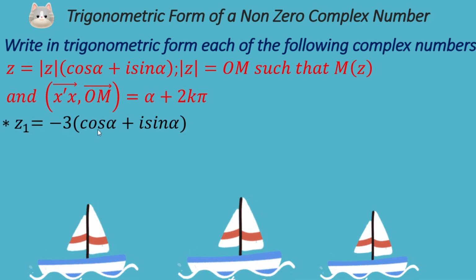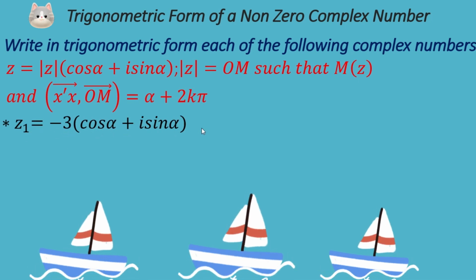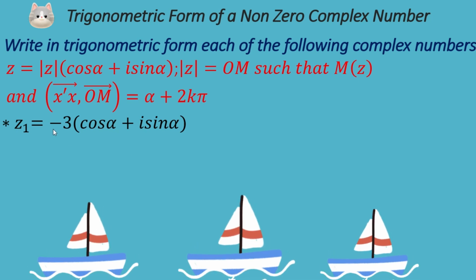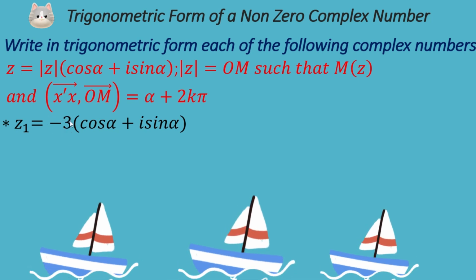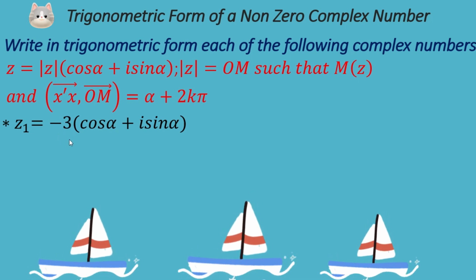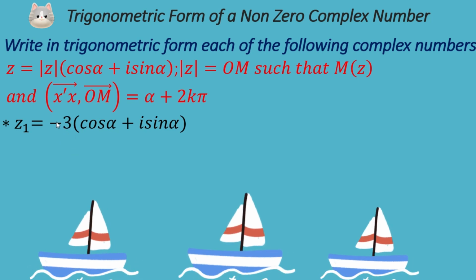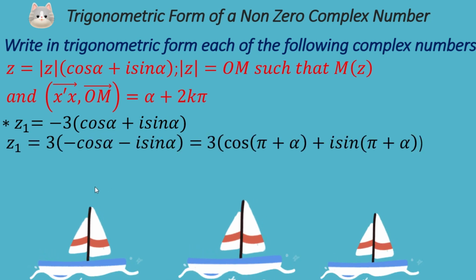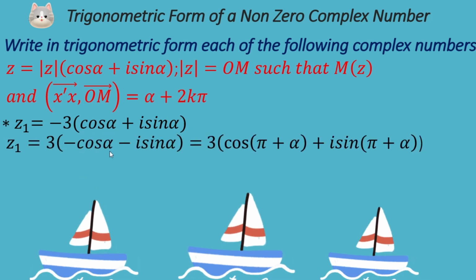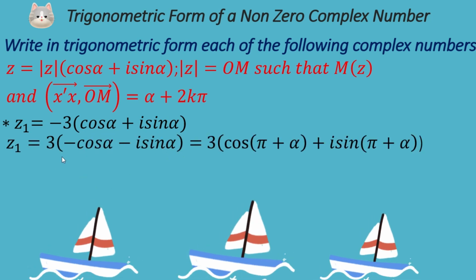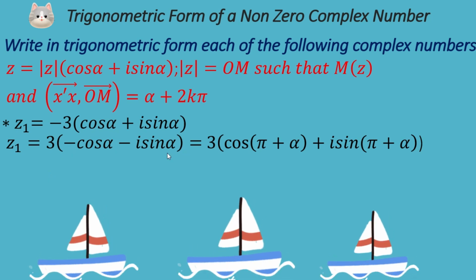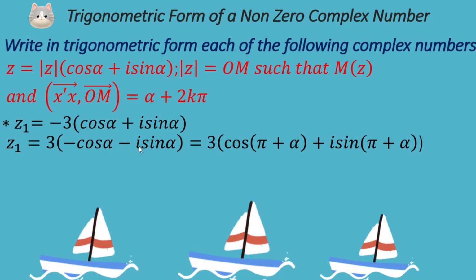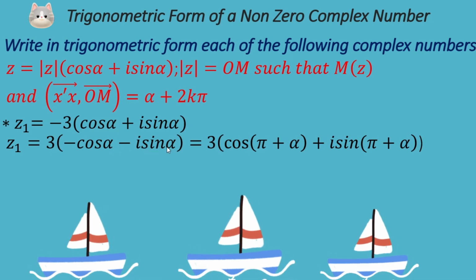z1 equals minus 3 (cosine alpha plus i sine alpha). This is not the trigonometric form of a complex number because here we have minus 3, negative. How to get rid of the minus? We introduce the minus inside the brackets. We get 3 times (minus cosine alpha minus i sine alpha). How to get rid of the minus in such a way that we get cosine of an angle plus i sine of the same angle?